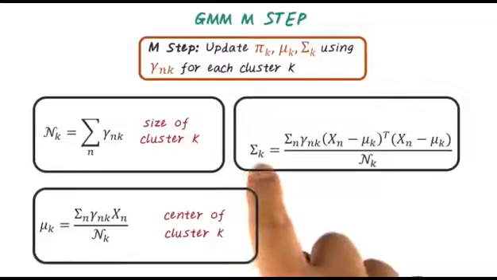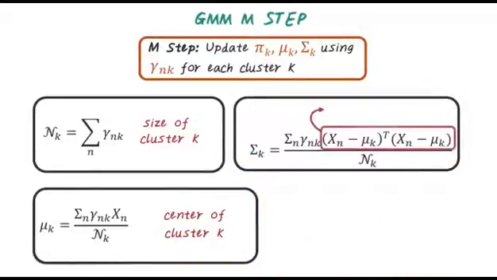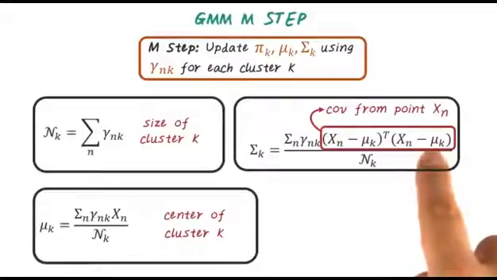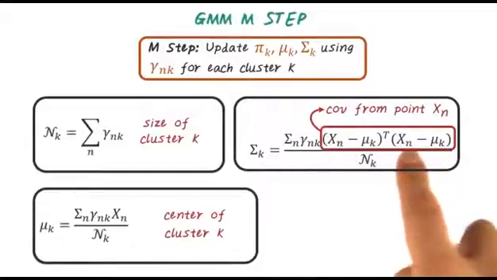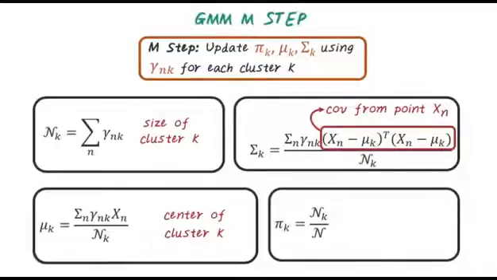Then the covariance sigma k can be computed with this equation. This particular term corresponds to the covariance from data point xn. Intuitively, sigma k is the covariance of all data points in cluster k. And finally, the mixing coefficient pi k is proportional to the size of the cluster nk. In other words, pi k is a prior probability for data points to belong to cluster k.